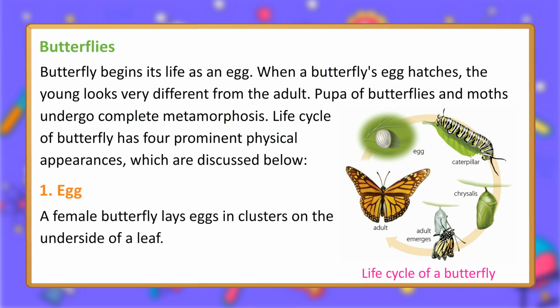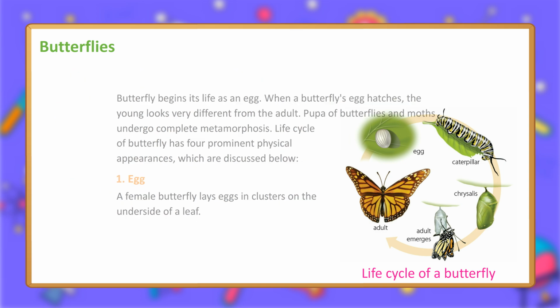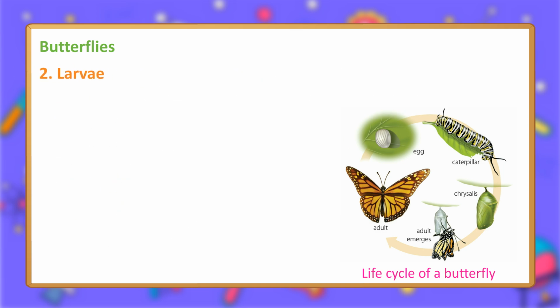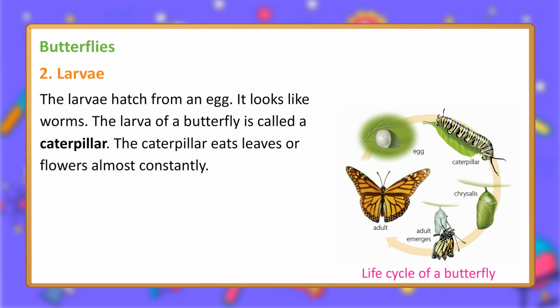1. Egg. A female butterfly lays eggs in clusters on the underside of a leaf. 2. Larvae. The larvae hatch from an egg. It looks like a worm. The larva of a butterfly is called a caterpillar. The caterpillar eats leaves or flowers almost constantly.